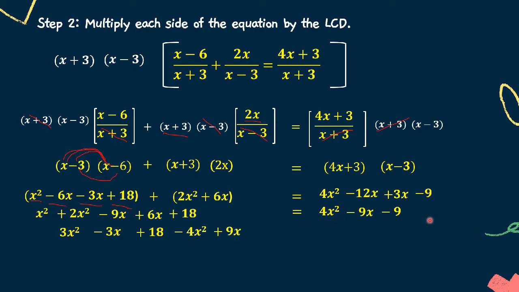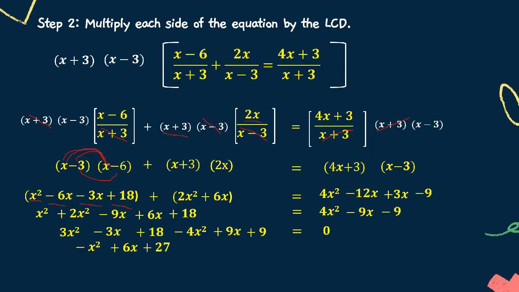Our negative 9x will become positive 9x when transferred here. And negative 9 will become positive 9. And of course, the right side will be equal to 0. So take note that we equate the equation to 0. And next, we have to combine like terms.